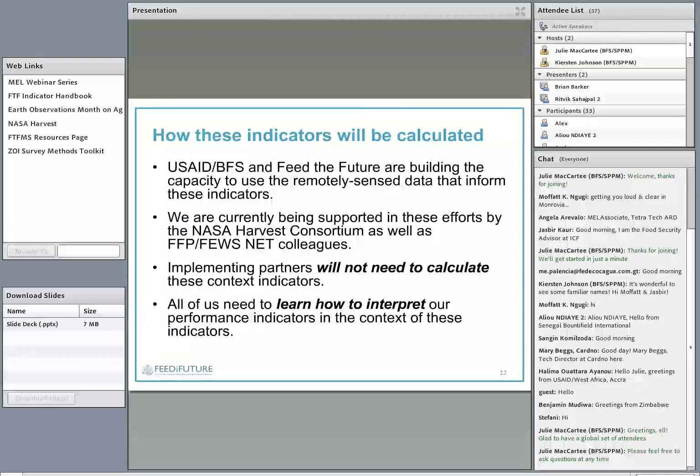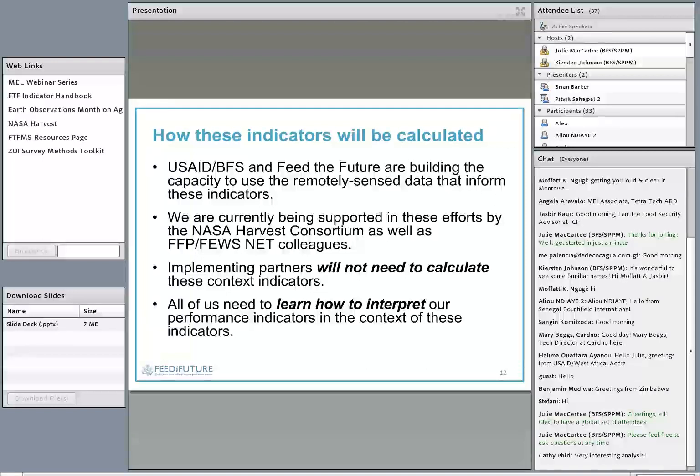Okay, so how the indicators will be calculated. I'm sure that people might be a little nervous that they might have to calculate them themselves, but never fear. USAID and Feed the Future are currently building our capacity to use remotely sensed data that inform these indicators, but we don't yet have that capacity on board.